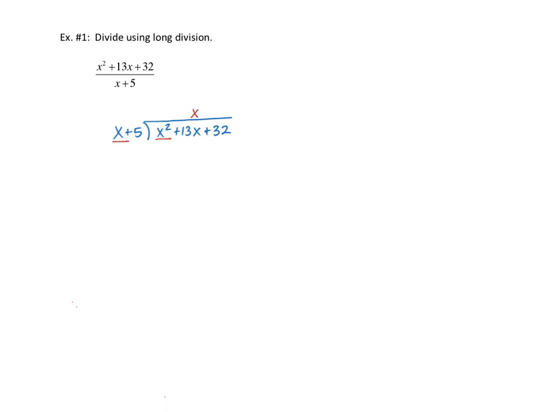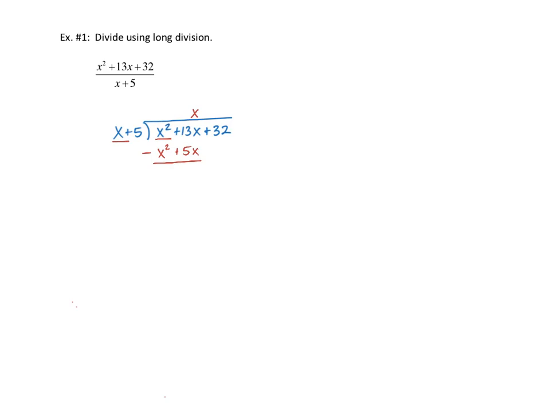After we divide, we multiply. So we're going to multiply the x that we just wrote up on top times x plus 5 out in front. So we're going to use the entire divisor here. So x times x is x squared. X times 5 is 5x. So that was divide, multiply, and now we subtract.